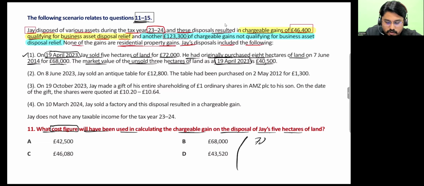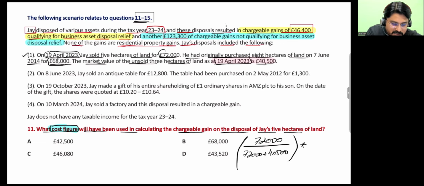Basically, the cost of parts sold concept is applicable here. Because the cost element is asked, what is the cost of the 5 hectares which are sold, we need to find that cost. The cost of parts sold is the market value of the part sold divided by the market value of the whole asset. For the market value of the whole asset, we take the asset disposed and the remaining asset, add both values together, and multiply with the original investment.